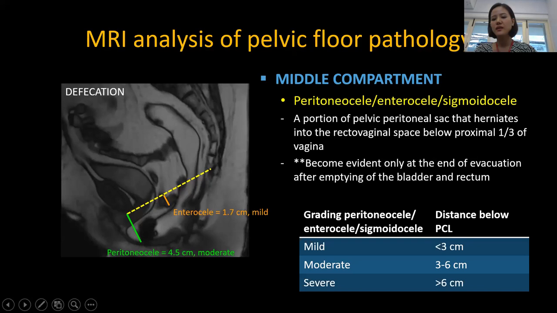Okay, a portion of the pelvic peritoneal sac that herniates into the rectovaginal space below the proximal one-third of the vagina is a peritoneocele. The content could be mesenteric fat, small bowel, or sigmoid colon. Because the space is occupied by the distended rectum during defecation, the hernia becomes evident only at the end of evacuation after emptying of the bladder and rectum. So in this case, there is a moderate peritoneocele. We will measure perpendicular to the PCL too, and this is a mild degree of enterocele, that is small bowel.